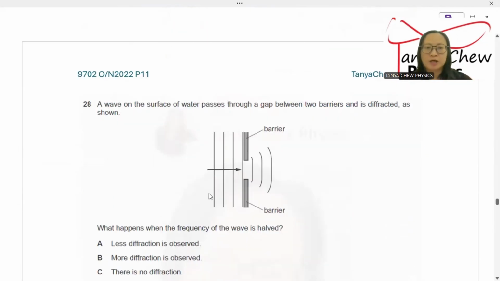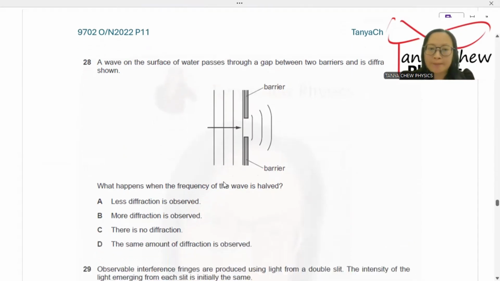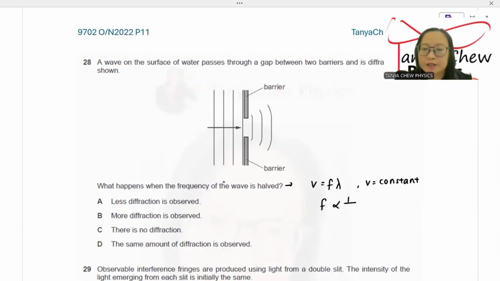Now, number 28, a wave on the surface of water passes through a gap between two barriers and is diffracted as shown. What happens when the frequency of the wave is halved? Could you see that this is the same type of wave, so the speed of the wave is the same? I'm going to use the wave equation, v equals f lambda. The speed of the wave is equal to frequency multiplied by the wavelength. Now, v is constant. The frequency is inversely proportional to the wavelength. When the frequency is halved, the wavelength doubles.